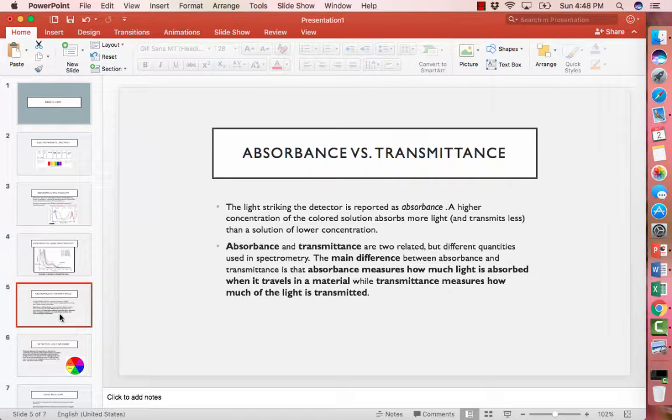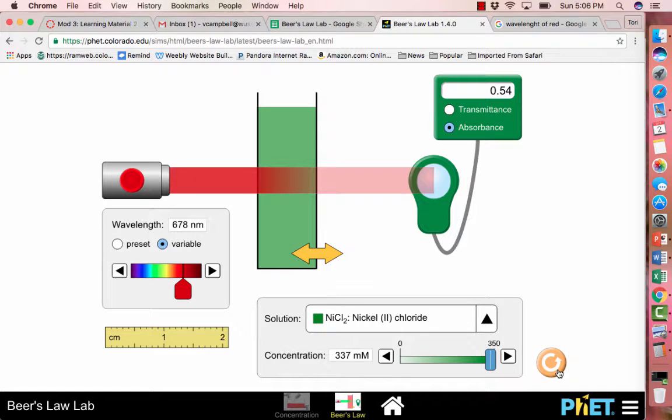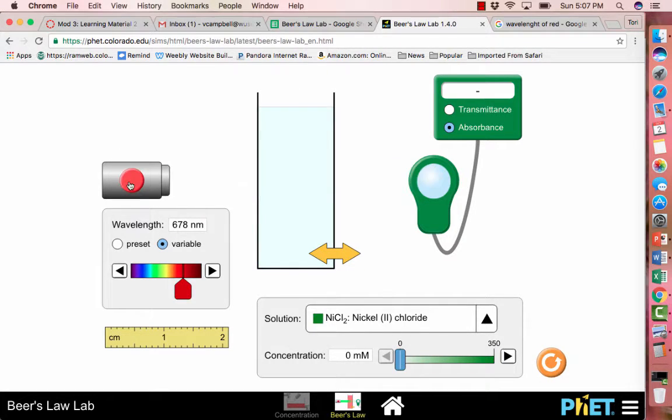So talking about absorption versus transmittance. When light strikes a substance, the light is absorbed by that substance. Depending upon how concentrated the substance is, it will absorb more or less light. Here I have an example of a nickel chloride solution. We're going to figure out the difference between absorption and transmittance using this solution, and I'm going to show you how they relate to concentration.